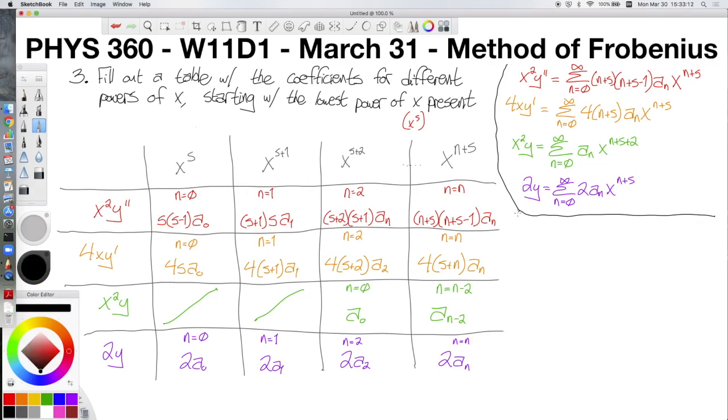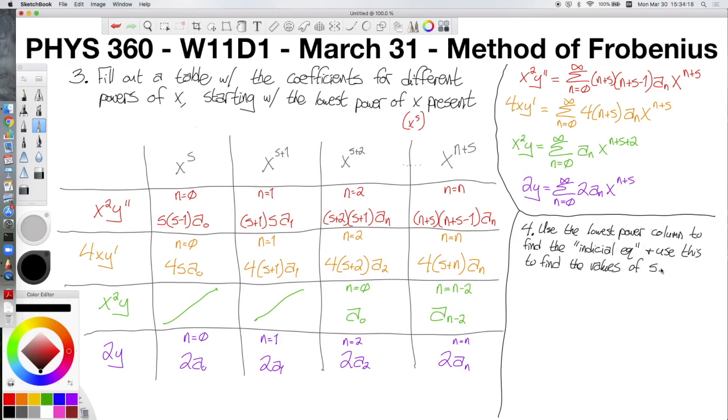So I'm actually going to do this next step over here. And the next step is to use the column for the lowest power of x to find something called the indicial equation, and use that to find the value or values of s. So this means we need to add up all of the coefficients that appear in that first column, and they all need to add up to 0. So this means that s times s minus 1 times a0 plus 4s times a0 plus 2a0 has to equal 0.